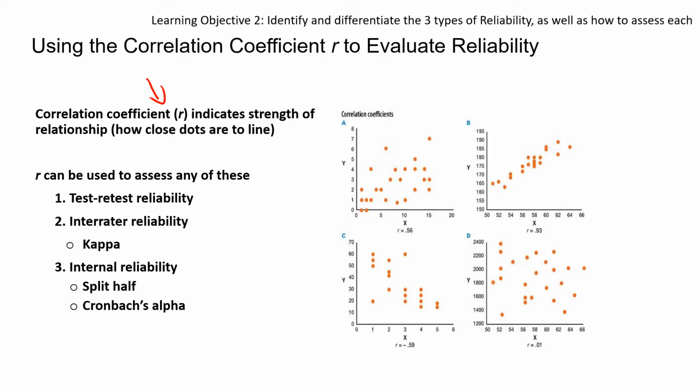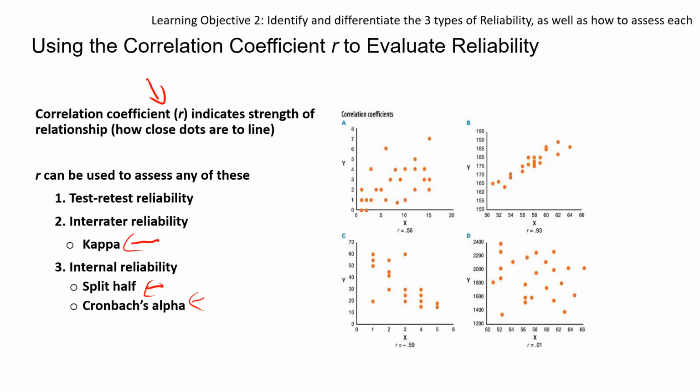To test retest reliability, you can use a simple correlation. There's no issue there. You can just use a simple correlation coefficient. The higher the correlation coefficient, the more test-retest reliability. For inter-rater reliability, there's a special type of correlation we use, and that is called kappa. And for internal reliability, we use either split half reliability or Cronbach's alpha. Those are 2 special types of correlational reliabilities we can use to test internal reliability.